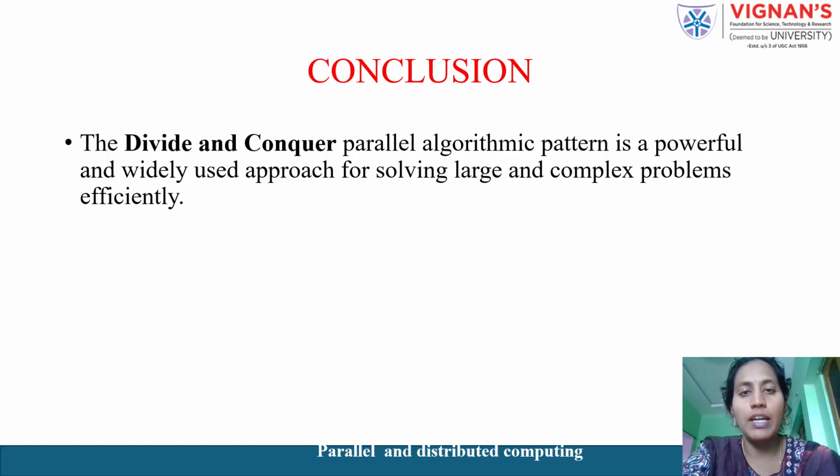The divide and conquer parallel algorithmic pattern is a very powerful and widely used approach for solving large and complex problems efficiently. By breaking the problem into smaller subproblems, solving them independently, often in parallel, and combining the results, it achieves high performance, scalability, and simplicity. Because of its ability to naturally exploit parallelism, divide and conquer plays a crucial role in modern computing systems, which include multi-core processing, distributed systems, and high performance applications.